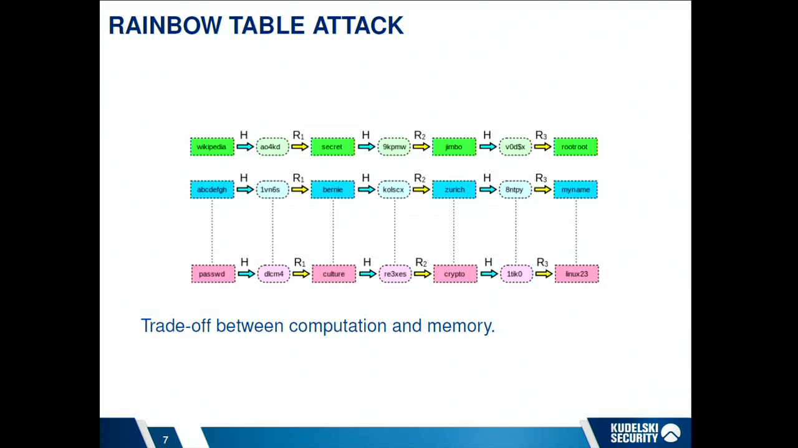Then there is a trade-off between brute force and pre-computed dictionary attack. It's called rainbow table attack. I won't go into the detail of this attack, but the main idea is you store the first and the last column of this table, and then with hash and reduction function computation, you can crack a password. So you can really do a trade-off between computation and memory storage. It's really a trade-off between the two previous attacks.